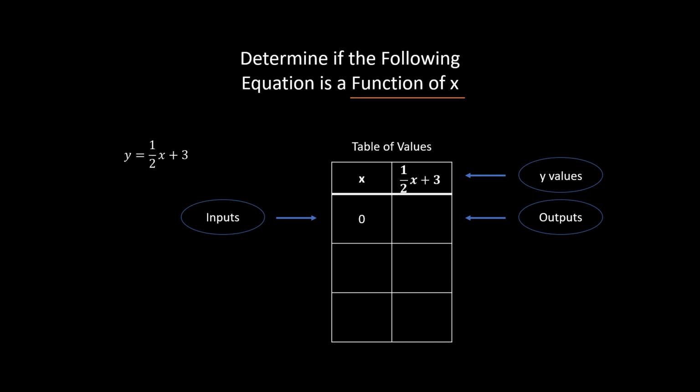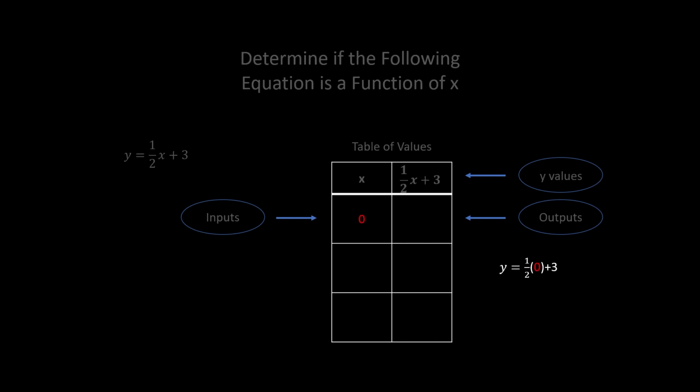Now that we know we're going to look for our outputs, we're going to start by plugging our chosen input, in this case 0 is really easy, into the equation. Notice how the 0 in the x component turned red, and in the equation in the bottom right there, I made the 0 red. So I replaced the x in our equation with that 0. Now we're just going to go ahead and do the math. First we're going to start by 1/2 times 0, which is 0. Bring down the plus 3, and now we can add 3 to that to get y equals 3.